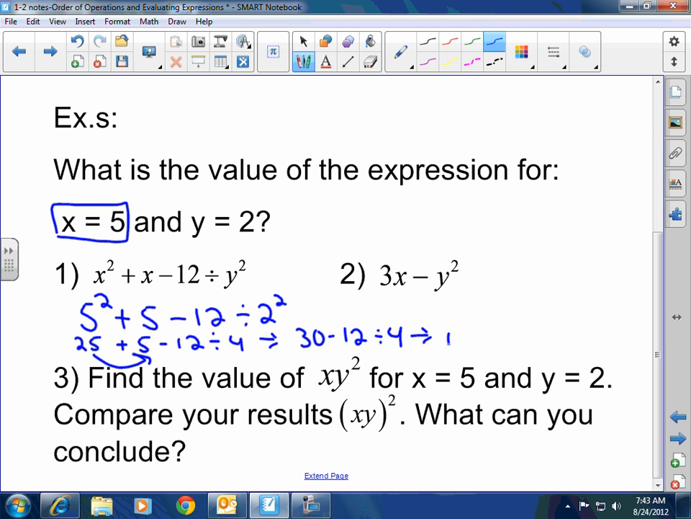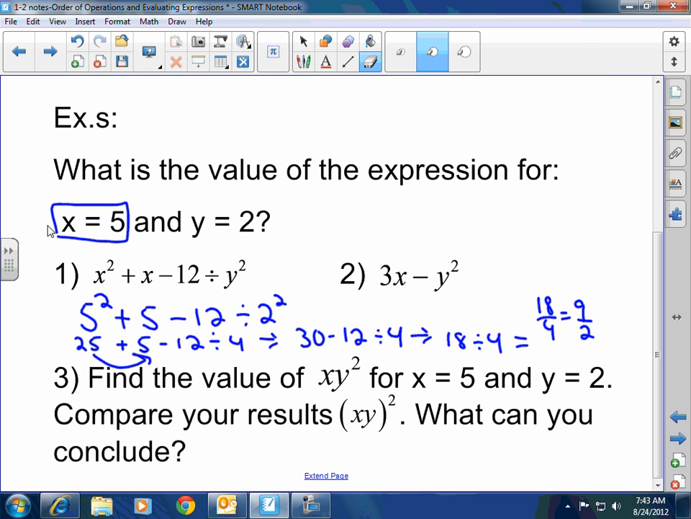And then I have 30 minus 12 is 18. So that's going to equal 18 divided by 4, which is going to equal 4.5. Actually, no, that's wrong. Sorry about that. It's going to be 9/2. Yeah, I'm sorry. It is 4.5.